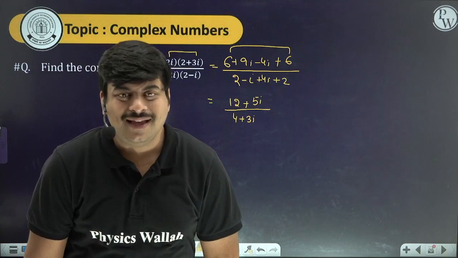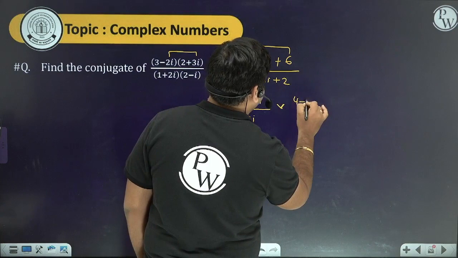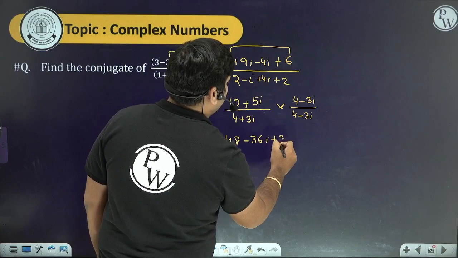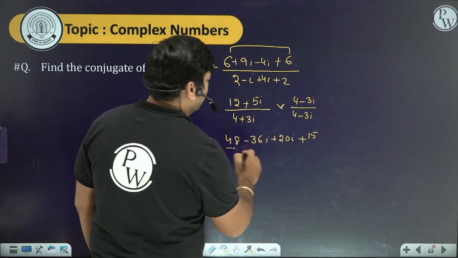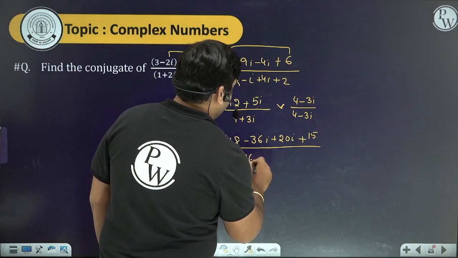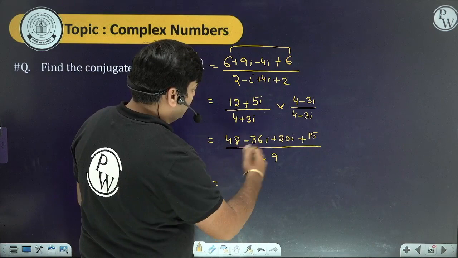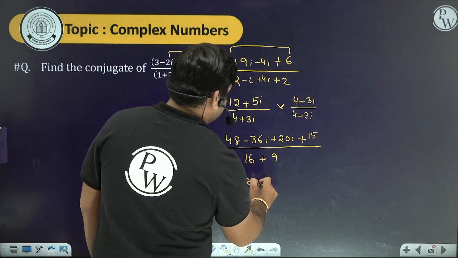Rationalization. Okay, we can go with rationalization. So into 4 minus 3i by 4 minus 3i, so that will give you 12 4s 48 minus 12 3 is minus 36i plus 5 4s 20i minus 5 3 is 15i square is plus 1, so plus 15 by denominator a plus b into a minus b is a square minus b square, so 16 minus 3 square is 9, i square is plus 1, that will give you 16 plus 9. Okay, so 48 plus 15 is 63, right? 63 and minus 36 plus 20 becomes minus 16i by 25.